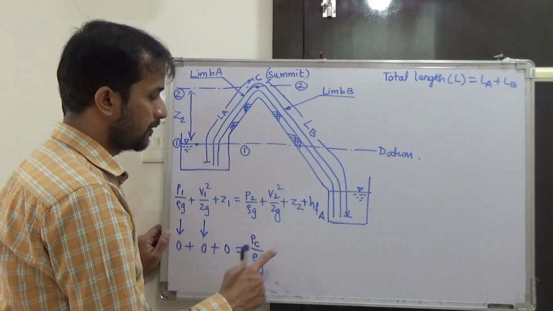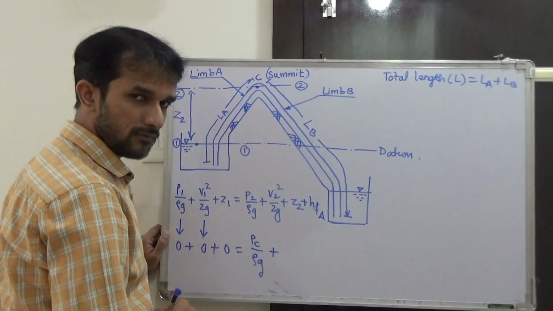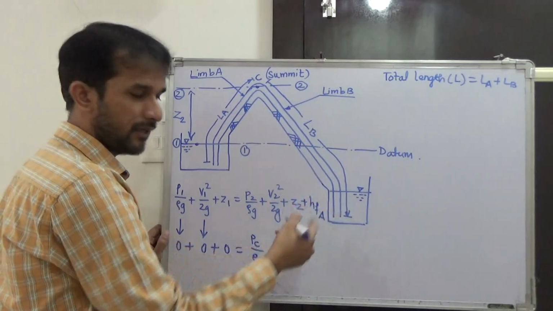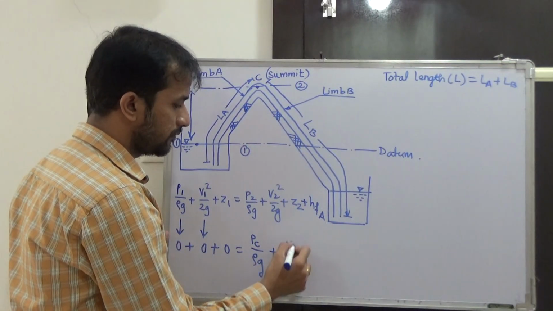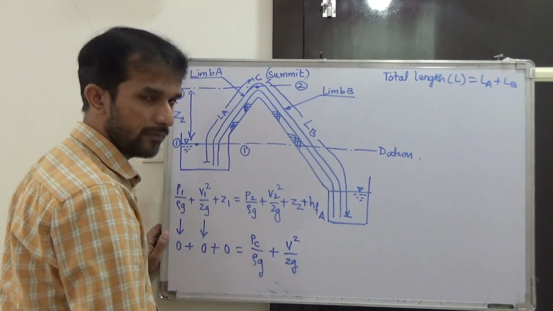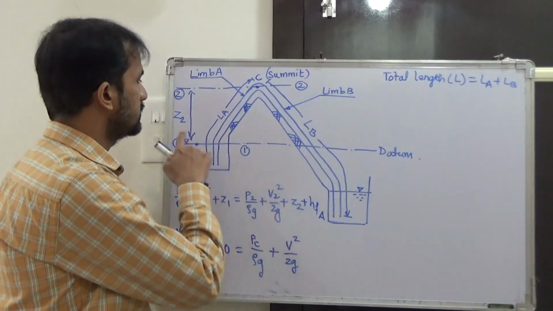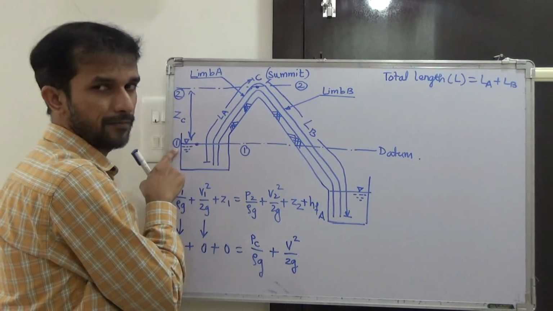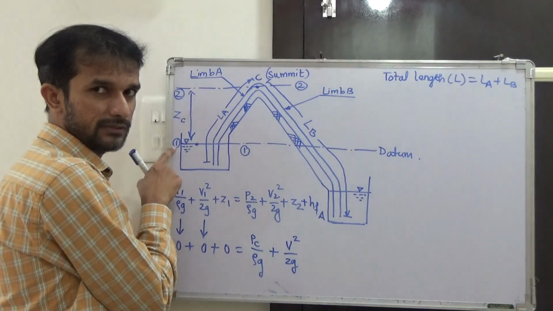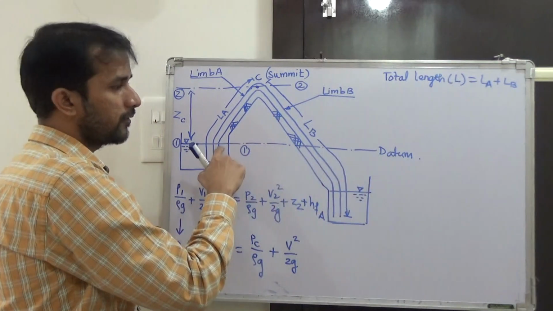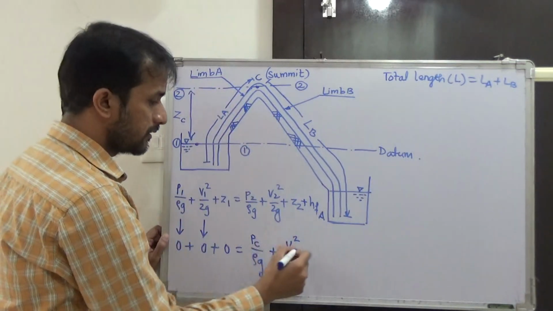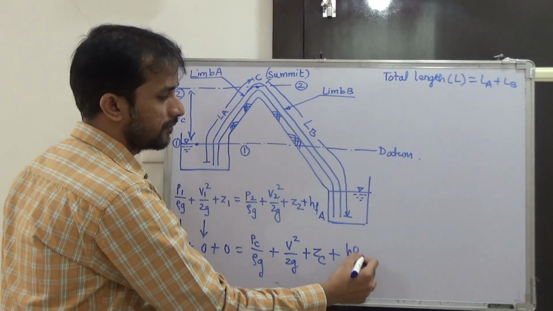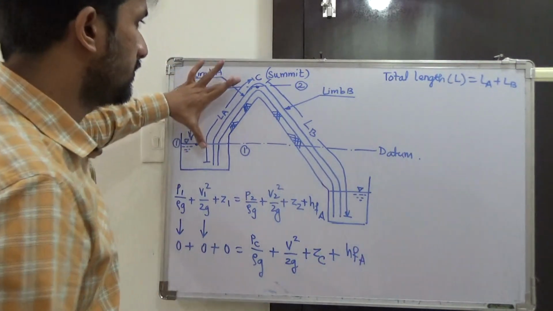is what? Summit. So plus, what is V2? V2 is the flow velocity in the pipe, which is constant through the entire pipe, so it is V square upon 2g, velocity in the pipe. Plus what is Z2? Z2 is the distance, I will call it ZC, the height of the summit from the reservoir, because we have taken the datum here. So from the datum, Z2 is ZC. Plus what? HF in the pipe A. Frictional head loss in the pipe A.